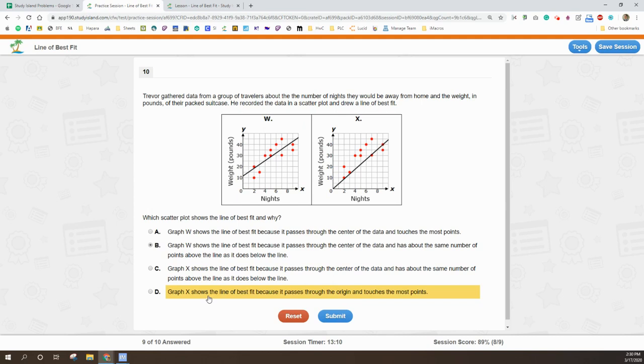And finally, graph X shows the line of best fit because it passes through the origin and touches the most points. There's nothing about the line of best fit that says it has to go through the origin, and it touching the most points is not what's important. What's important is if it models the data in the best way. So going through the center of the data is more important than actually touching points. So B is the right answer there.